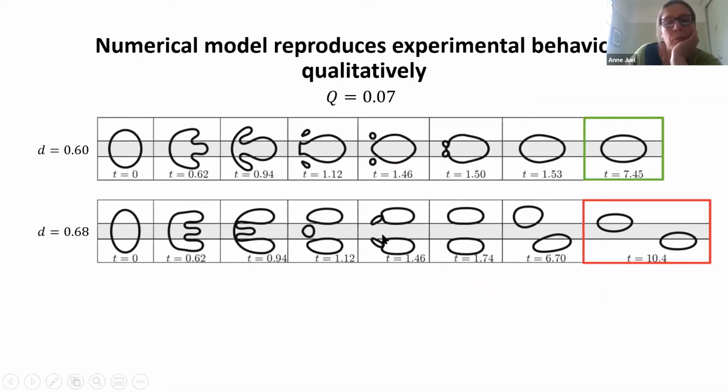What's really remarkable, I think, is that this very simple model picks up pretty much everything we see experimentally, qualitatively. In particular, for a more slender and less slender bubble, you can pick up the fact that the bubble long-term remains a single steady state, or the bubble long-term ends up as two separating bubbles.